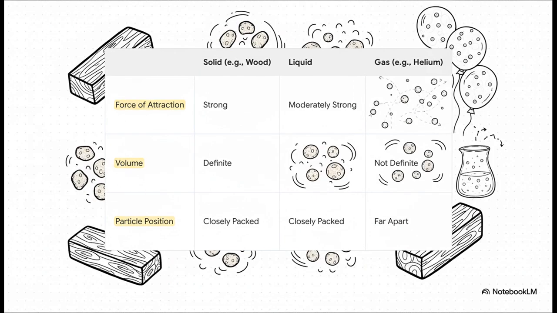Okay, let's expand on that idea a little. This table lays it all out. Take a solid, like wood. The forces holding its particles together are super strong, which is why it has a definite shape and volume. Now look at a gas, like helium. The forces are incredibly weak. The particles are just zipping all over the place, which is why a gas will fill up any container you put it in. And liquids? They're kind of the cool middle child. The attraction is strong enough to keep a set volume, but not so strong that the particles can't slide around and take the shape of the container.